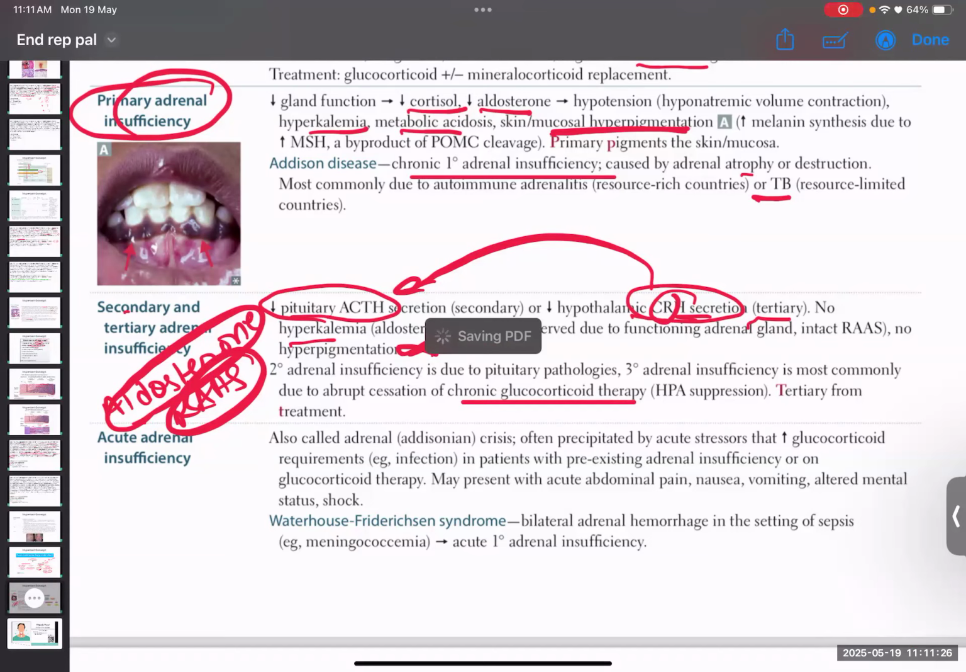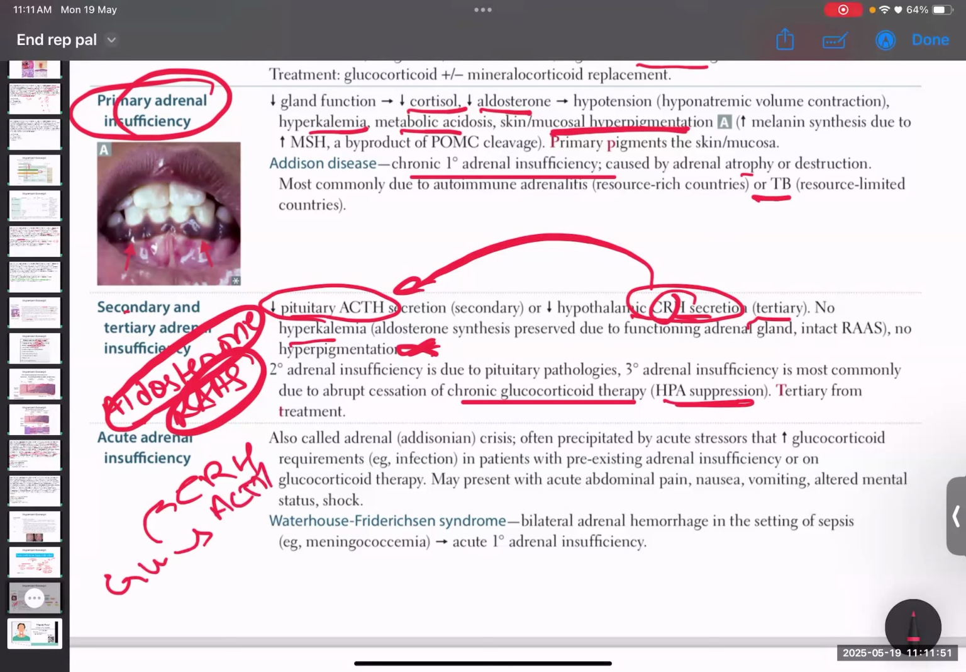when you're hooking the patient up on chronic glucocorticoids, in case the patient has an autoimmune condition, or a Crohn's or ulcerative colitis patient, and you hook them up on glucocorticoid therapy for a good chunk of time, that essentially suppresses your HPA axis. Because there's so much glucocorticoid, that's going to have a negative feedback on your CRH, that's going to have a negative feedback on your ACTH, and as a result, your adrenal glands are going to atrophy.